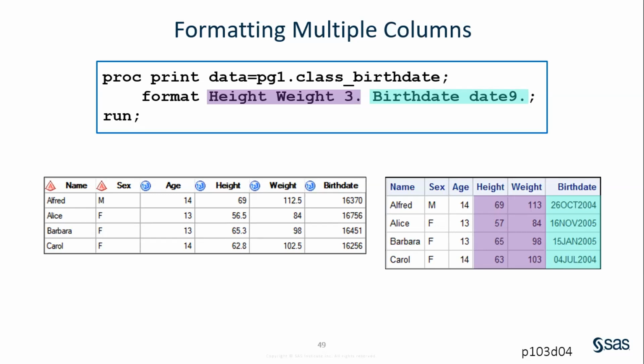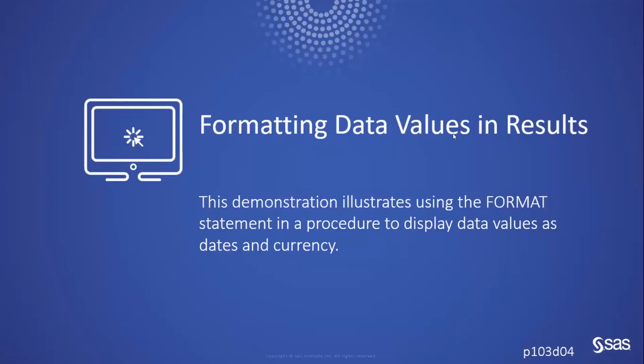So wherever you want, from your data, two columns or more than two columns with common formats, you can write those columns separated by a space and apply a common format like this. So this 3 will be applied on weight and height also. Fine. Thus you have the same demonstration.